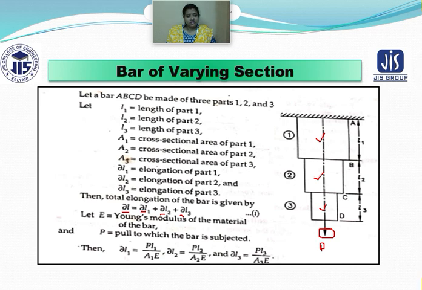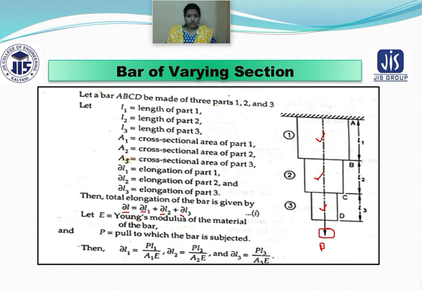Since the load given is tensile, the entire calculation will be positive, because elongation is occurring. The elongation is occurring because the load is tensile. But if it is a compressive load, then in that case the length will decrease. It will not increase, because the tendency of a compressive load is to decrease the length and to increase the diameter.